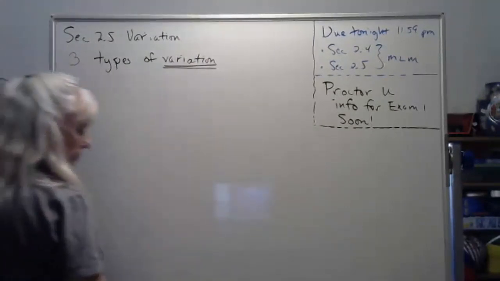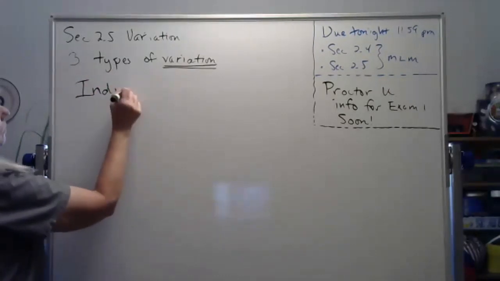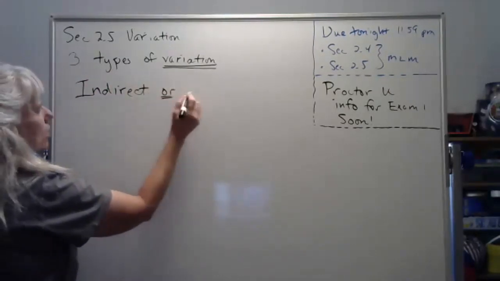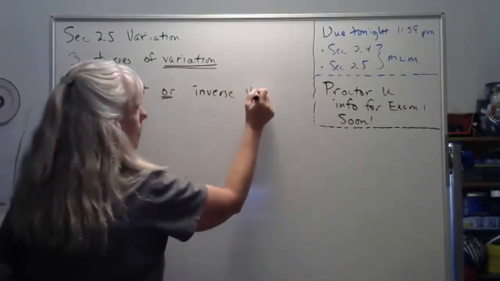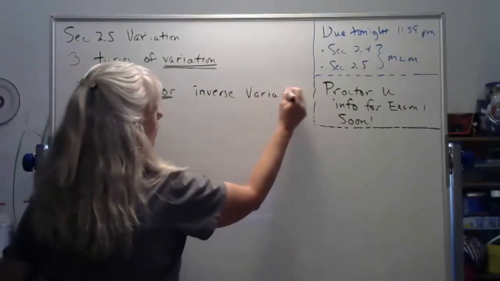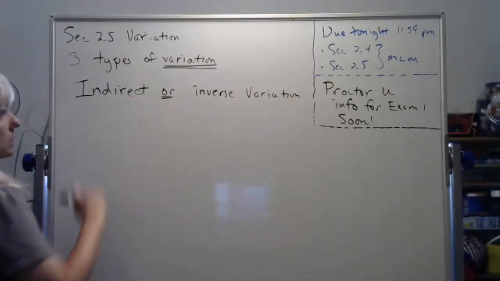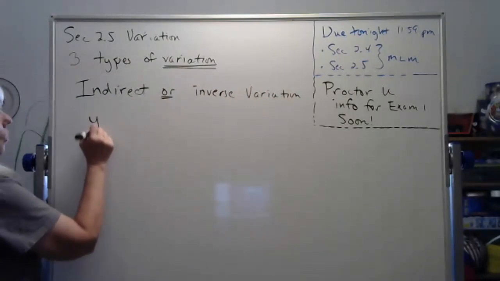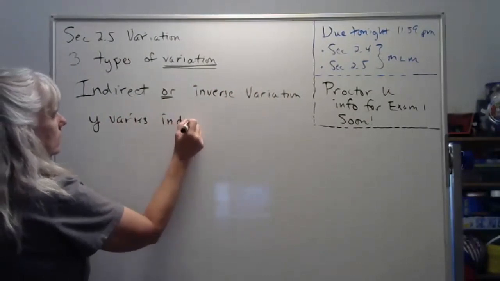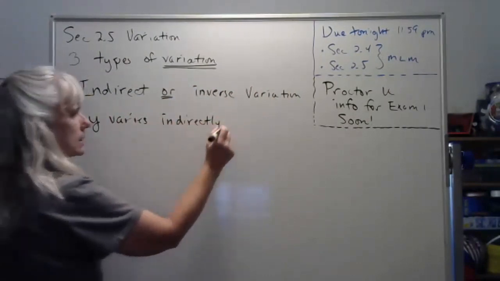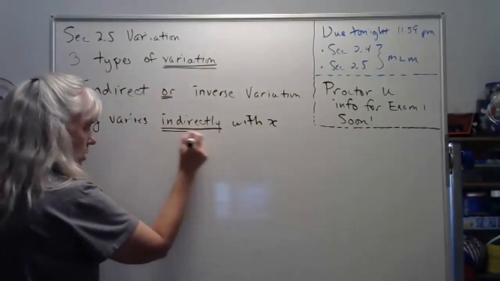Okay, type 2 is called indirect, or another word is inverse variation. So indirect or inverse, they mean the same thing. Your book uses both terms, so you'll see both of them in the homework. And this time we're going to say that y varies indirectly with x. So you'll actually say that word indirectly in the sentence.